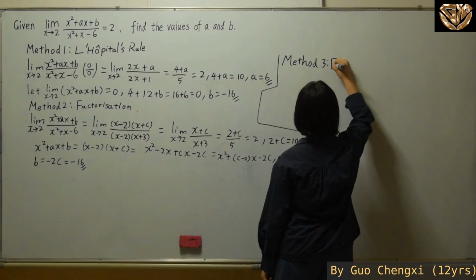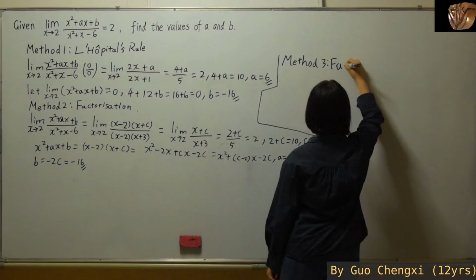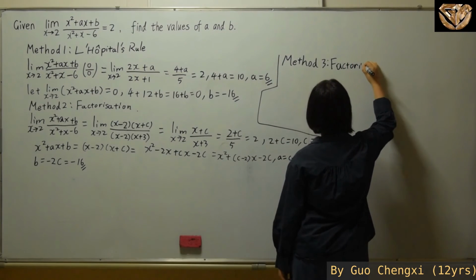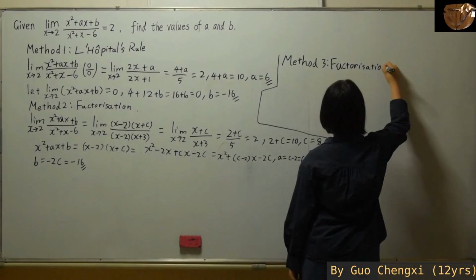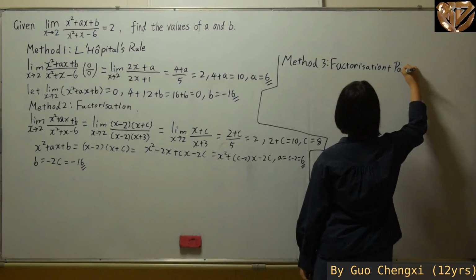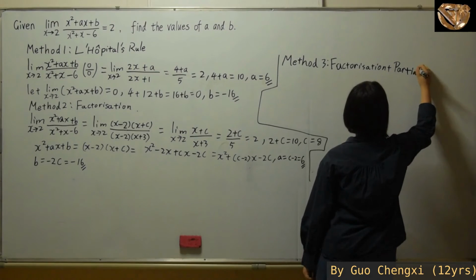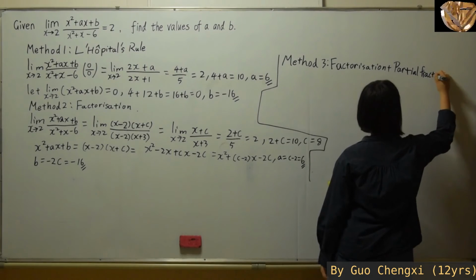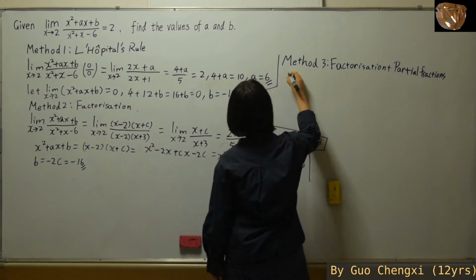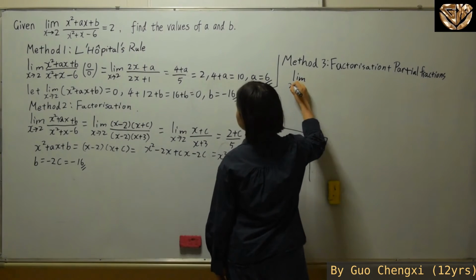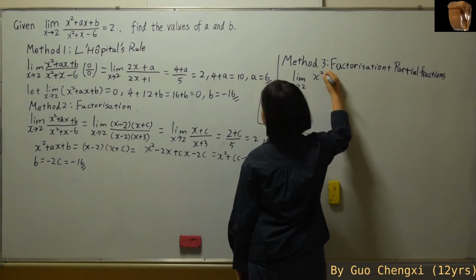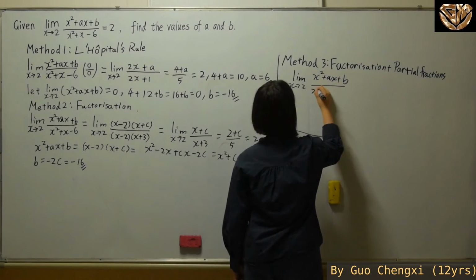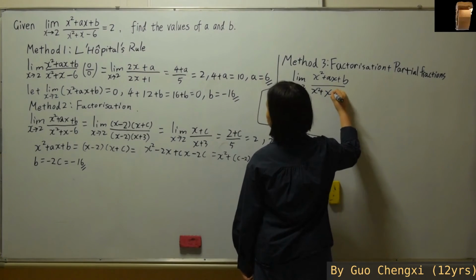So over here we have both factorization and partial fractions. For our first step, we'll just straight up copy the question. So what we'll have here is the limit as x approaches 2 of x squared. Now that you have gotten this part, for the factorization part, we will only factorize the denominator.